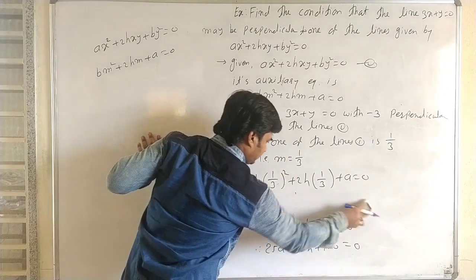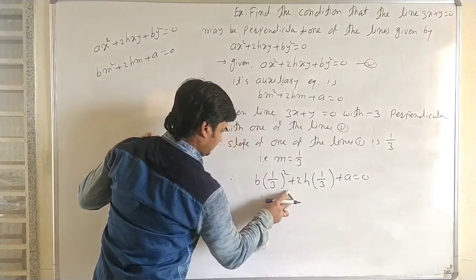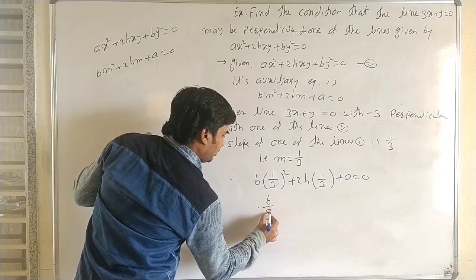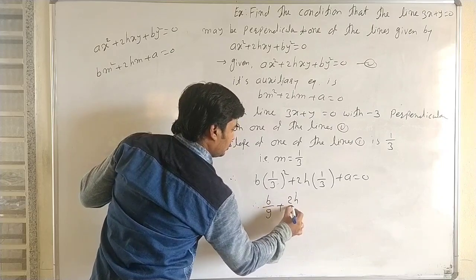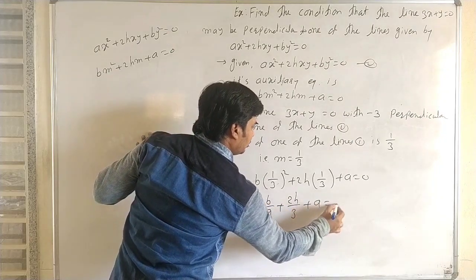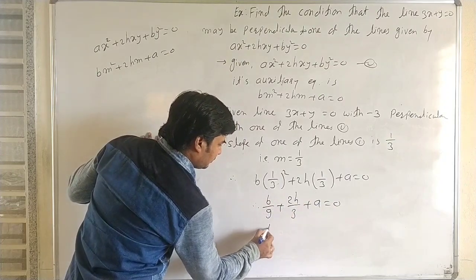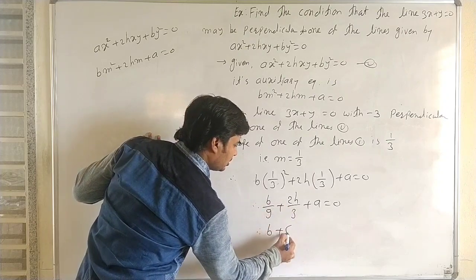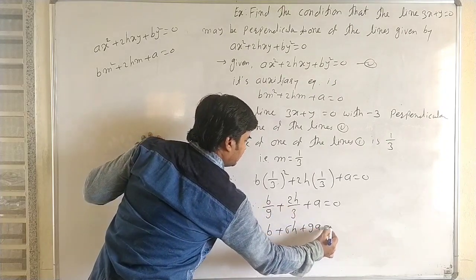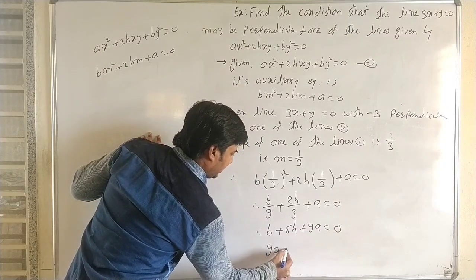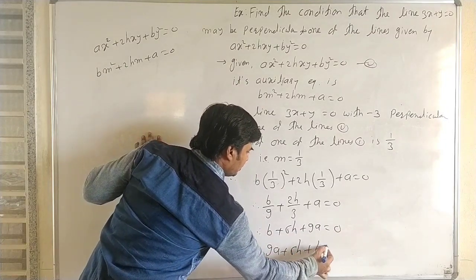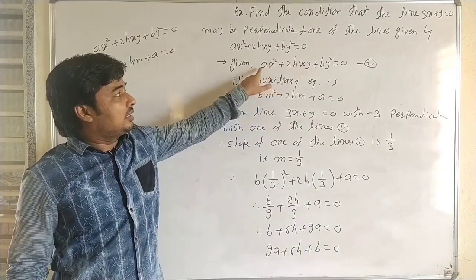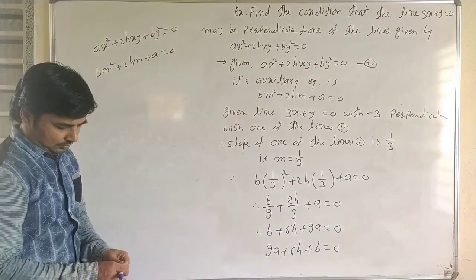Now calculate. Here it is b upon 9 plus 2h upon 3 plus a is equal to 0. Multiplying throughout by 9, we get b plus 6h plus 9a is equal to 0, as the 3 gets cancelled. Therefore, 9a plus 6h plus b equal to 0. It is the condition when this line is perpendicular to one of the lines represented by the homogeneous equation. Now next example.